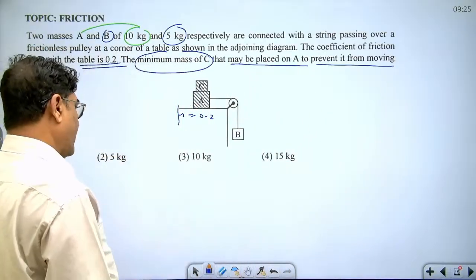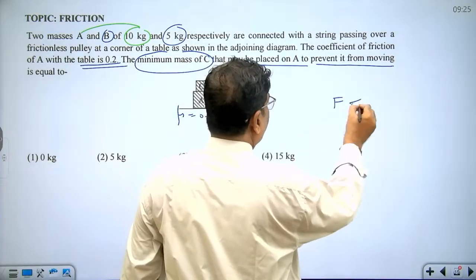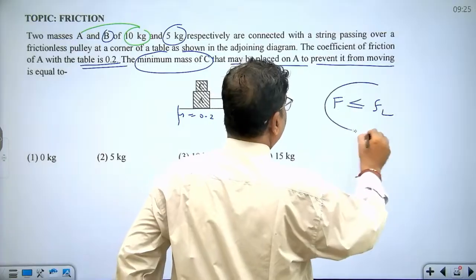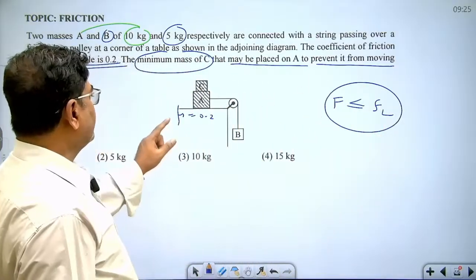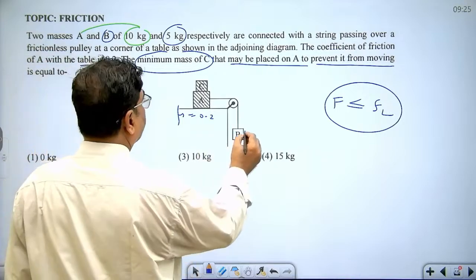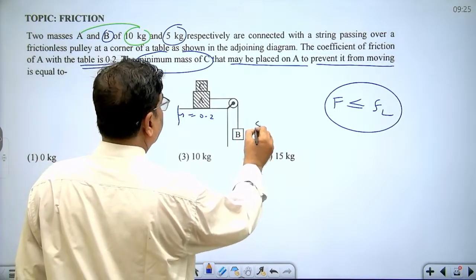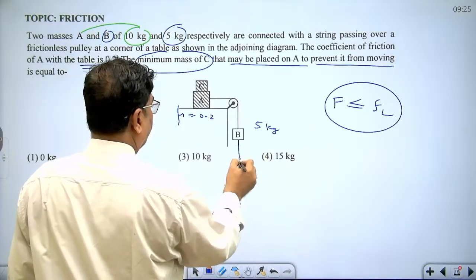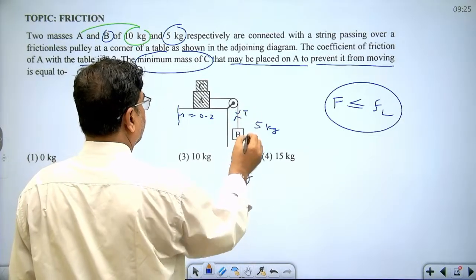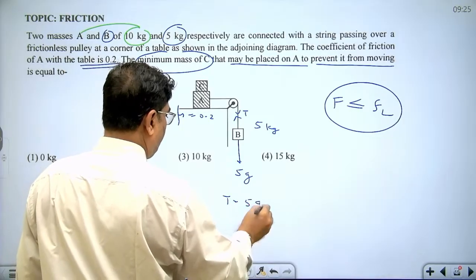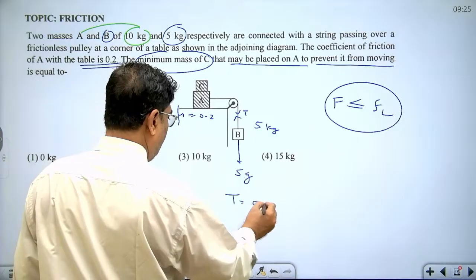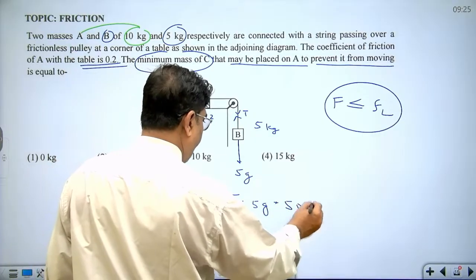Dear student, what have we learned? When net applied force remains equal to limiting frictional force or less than limiting frictional force, the body does not move. Here friction is present only between A and the ground. So dear student, what is mass of B? Mass of B is 5 kg. So what is weight of B? This is 5g. If the block does not move, then tension in this string will be equal to 5g. This is equal to 50 Newton.